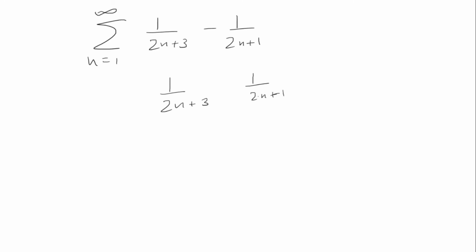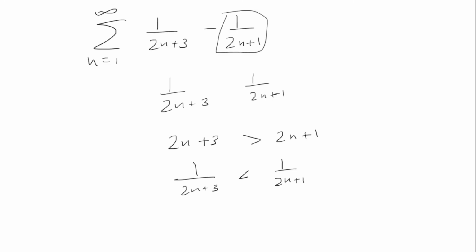Let's look at another example. We have the sum from n equals 1 to infinity of 1 over 2n plus 3 minus 1 over 2n plus 1. Notice that I always want to have the bigger term in front. So what is bigger, 1 over 2n plus 3 or 1 over 2n plus 1? Well, in general, 2n plus 3 is greater than 2n plus 1. So if I flip both sides, I change the inequality. So really, the 1 over 2n plus 1 is greater.